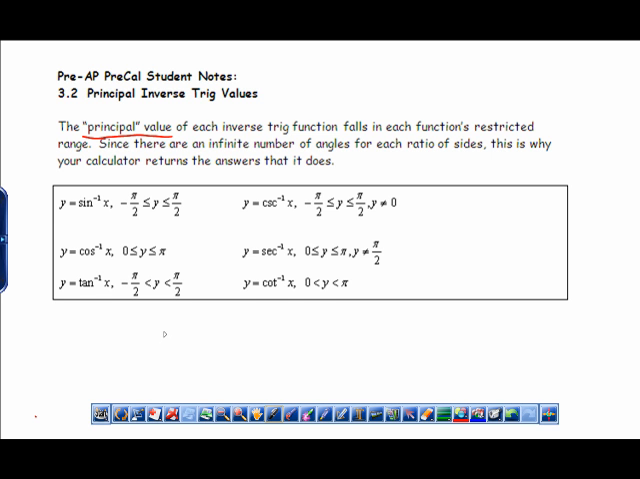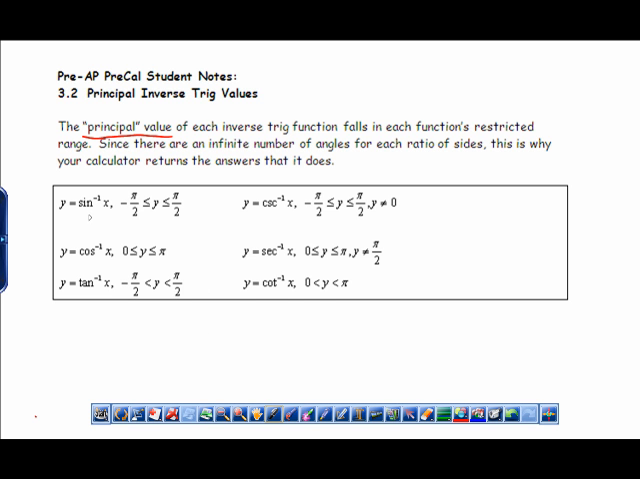Your calculator will always do principal values correctly, but you're going to get a really messy decimal answer. And let me back that up. There's actually one exception. Your calculator does not like cotangent, and I'll explain why as we recap this box.